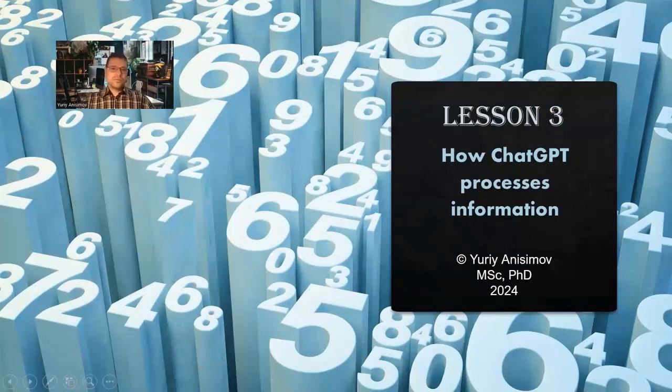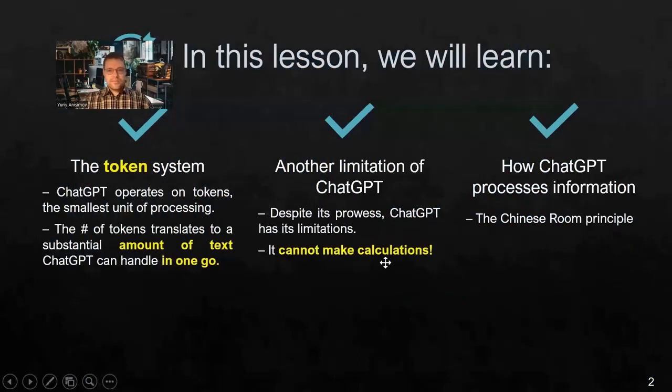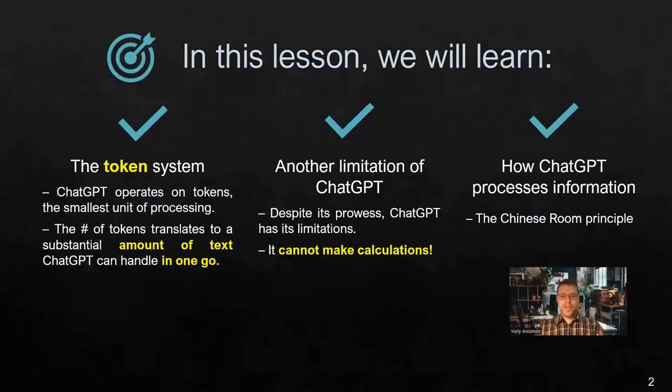Today we are gonna talk about how ChatGPT can process information. To understand how, first we're gonna talk about the token system, the smallest units of information that ChatGPT can handle. We'll also mention another limitation of ChatGPT, it's very important, and talk about the Chinese room principle. It's actually how the process goes through ChatGPT.